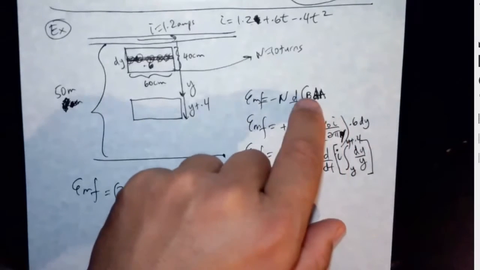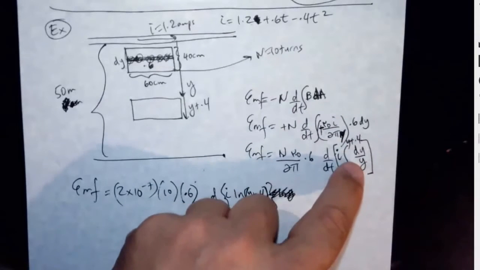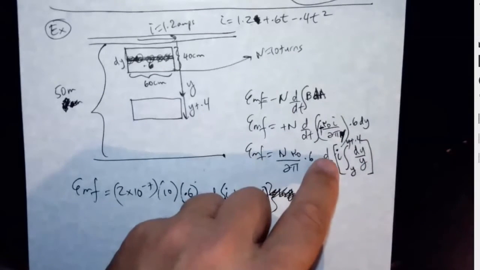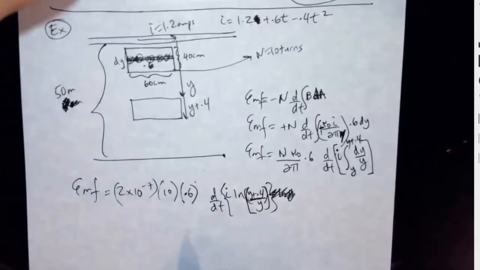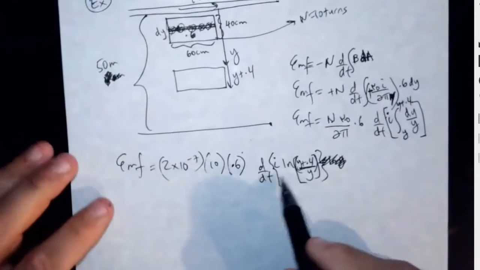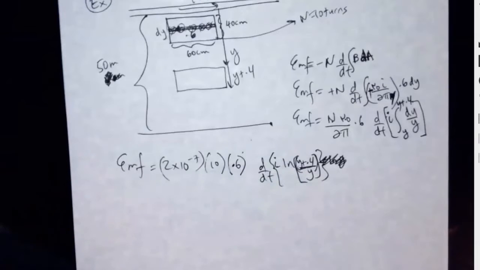You see, it's the B times the dA, and you're integrating over the area of that rectangle. And now you're saying the magnetic flux is changing at a certain rate. So now you're taking the derivative of the magnetic flux. Since the I is changing and the y is changing, you do the product rule.